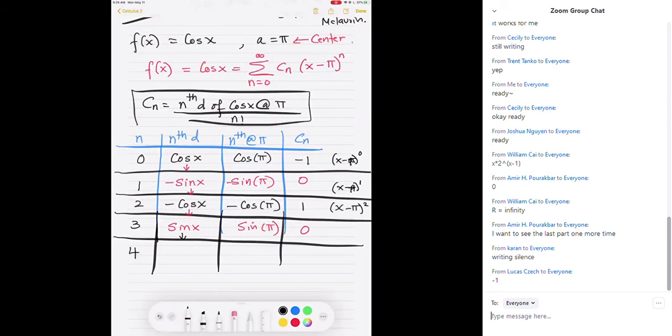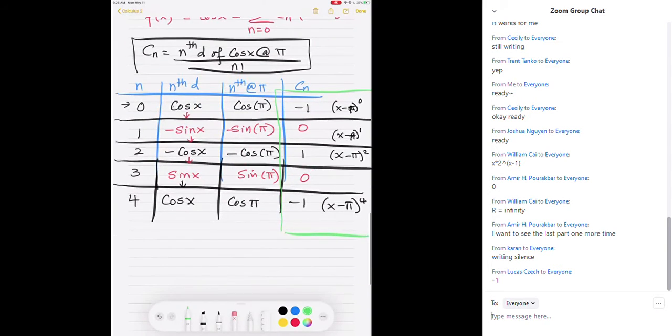So this is going to be what? Cosine of x. And we hit that. We are going to start back here again. And this is cosine of pi, and this is negative 1. And this is x minus pi to the 4th. So again, this is it. This is that series, this is that Taylor series. I have just found some members of it, but that's the thing. I just wanted to see a pattern there.